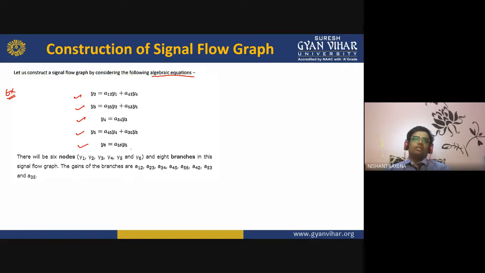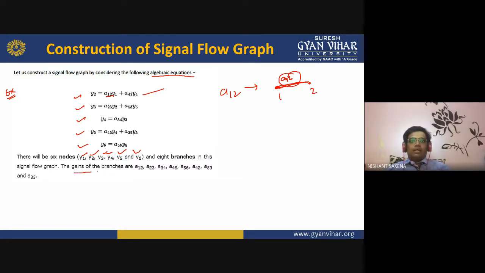How many nodes do we have? We have y1, y2, y3, y4, y5, and y6. Now look at this. y2 is given as equal to a12 y1 plus a42 y4, and a12 defines that it is connected between node 1 and node 2. This is the branch a12. We will discuss it later.